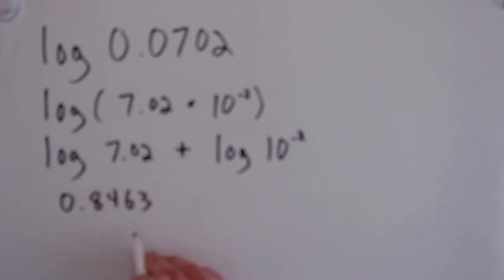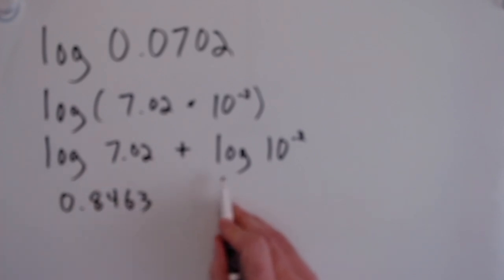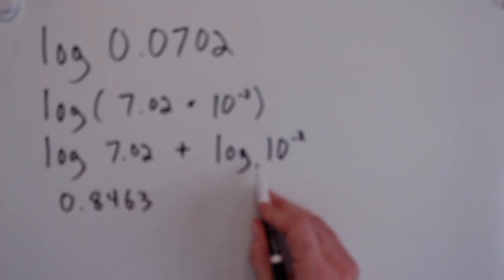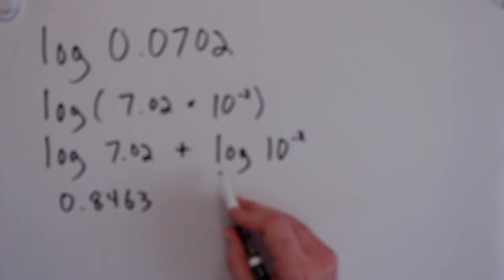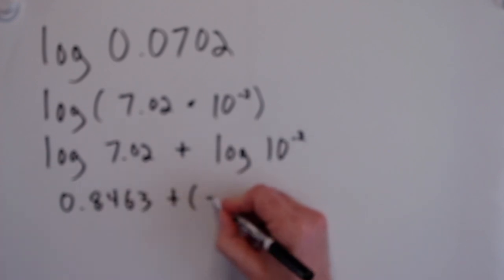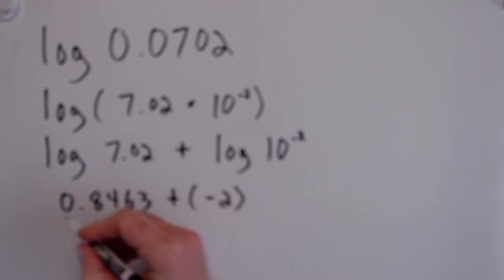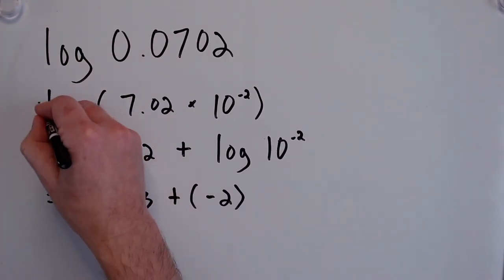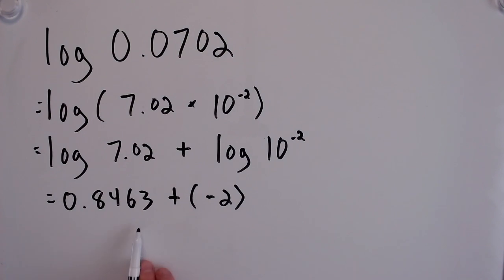So this was 0.8463. It's our mantissa. So we're taking the log of 10 with base 10 to some power, and all that just turns into the power. So I'm going to write it as plus negative 2. And I guess we can see these are all equal. So we have our mantissa and our characteristic. So this is how I would normally leave it.